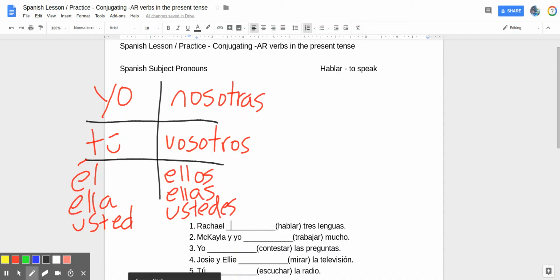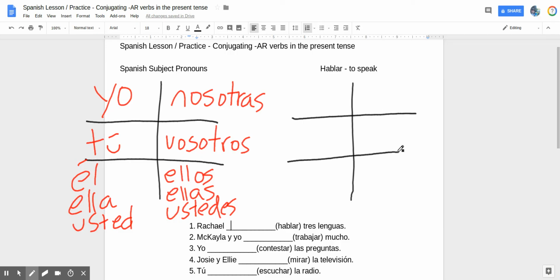Okay, over here on the right, I've got the verb hablar, and I'm going to go ahead and conjugate that verb in the present tense. Again, conjugating it means you're putting it into its different forms. So we're taking it from its infinitive form, which is hablar, to speak, and I'm going to put it into the form I speak, you speak, they speak, etc.